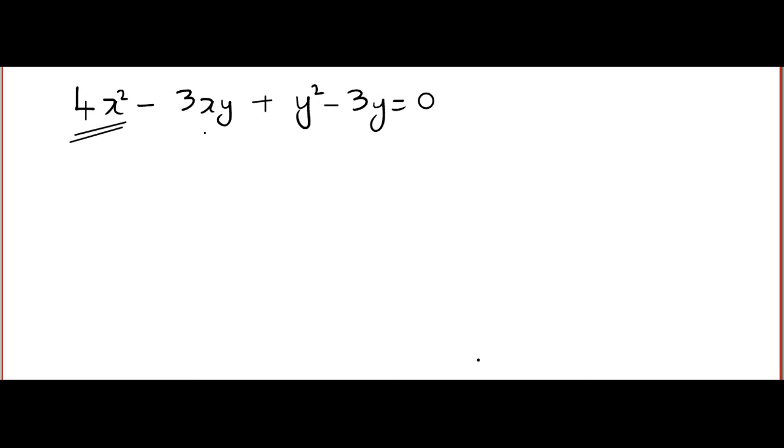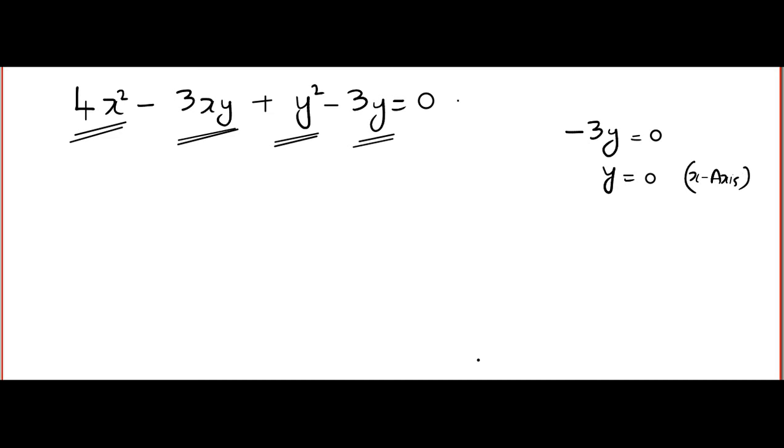Please write the question. Find the radius of curvature at the origin for the curve 4x square minus 3xy plus y square minus 3y equal to 0. So look at this, degree 2, degree 2, degree 2, degree 1. So the lowest degree is 1 and there is only one term of degree 1. I am going to equate that to 0. And that gives me the x-axis.